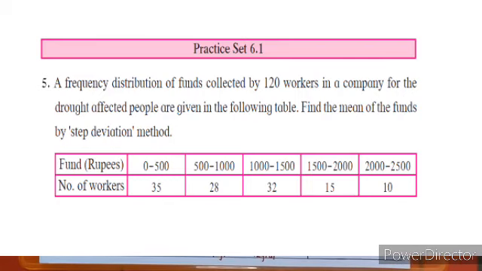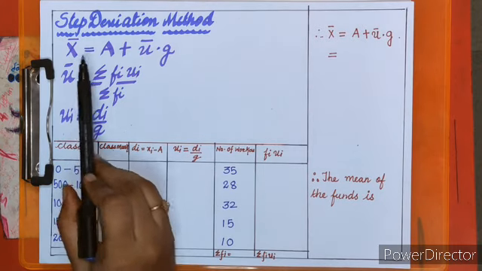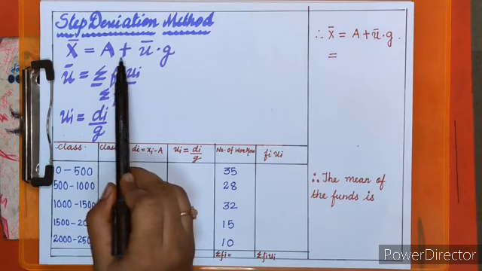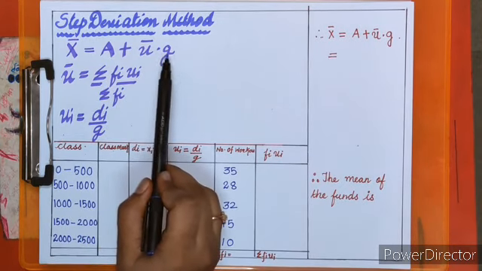After learning the mean by direct method and assume mean method, we will learn the mean by step deviation method, which is given in question number 5. I'll read out the question first. A frequency distribution of funds collected by 120 workers in a company for the drought affected people is given in the following table. Find the mean of the fund by step deviation method. So, mean calculated by step deviation method, the formula is A plus U bar into G.